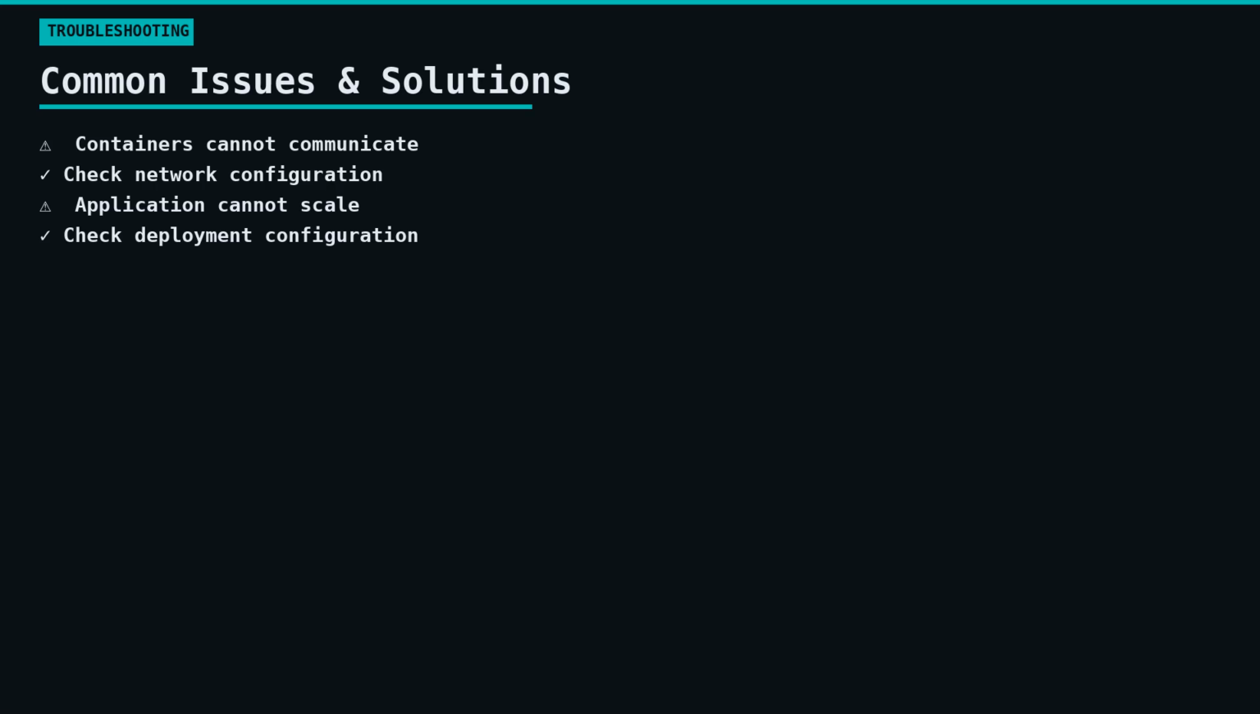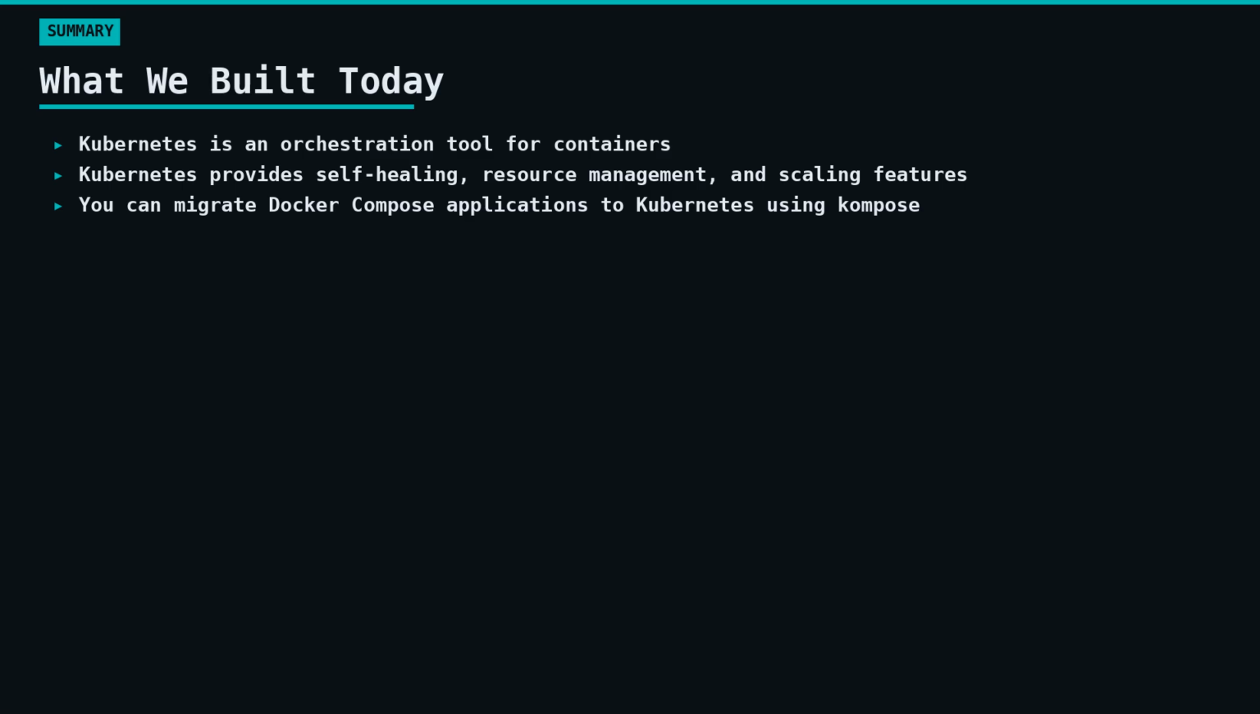In this tutorial, we learned how to migrate from Docker Compose to Kubernetes. We learned about the benefits of Kubernetes, how to create a Kubernetes cluster, and how to deploy a Docker Compose application to Kubernetes. We also learned how to verify that our application is running correctly and how to troubleshoot common issues. With this knowledge, you can now migrate your Docker Compose applications to Kubernetes and manage them efficiently.